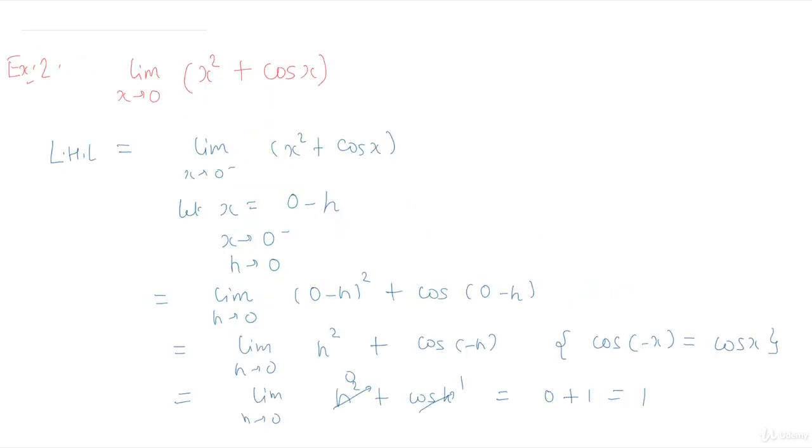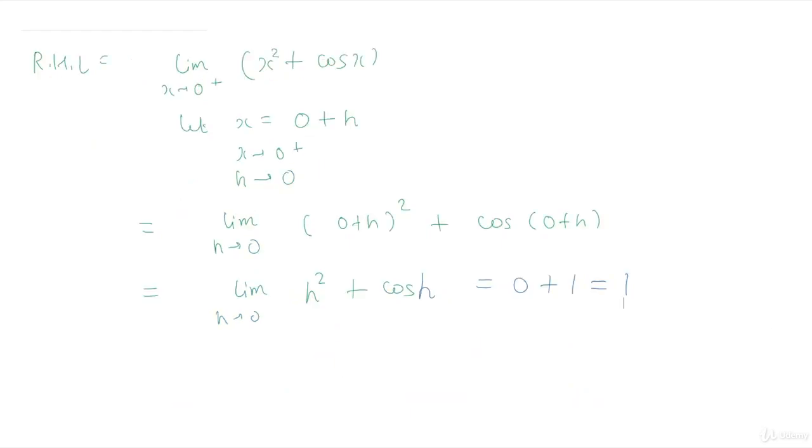So this will be equal to 0 plus cosine 0, that will be 1. So it again comes as 1. Now the left hand limit was 1 and the right hand limit is also coming as 1. Since the LHL is equal to RHL, we can say that the limit exists at x equal to 0 and its value is nothing but 1. The limit exists this time, it is a finite quantity, and the answer is 1.